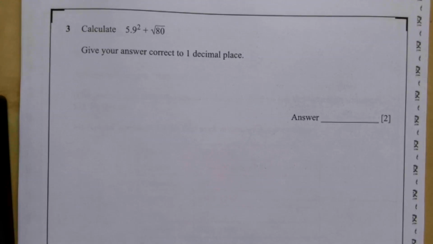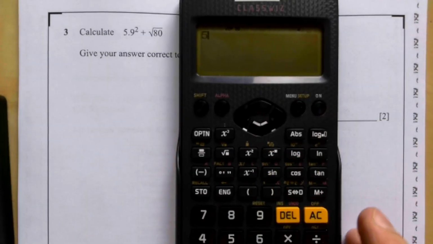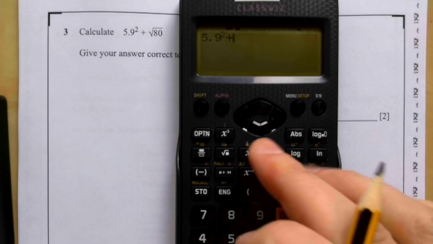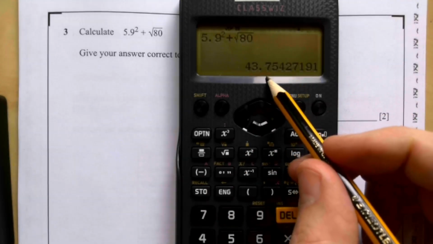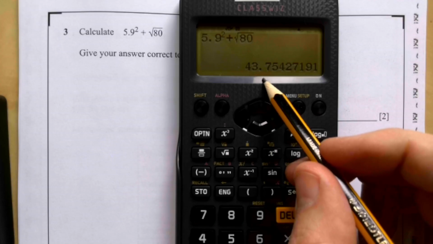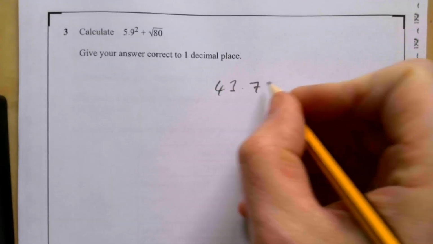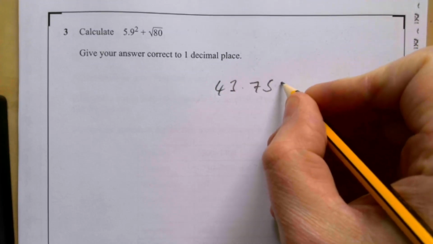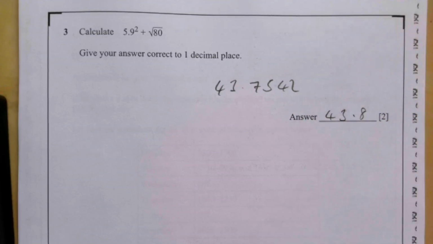Question 3, give your answer correct to one decimal place. Very much a calculator one then for us, and hopefully we know how to use it. So it's going to be 5.9 squared plus the square root of 80, and we get 43.7542, I think. And we write that down to 43.8. Just to have a little bit of working out there.